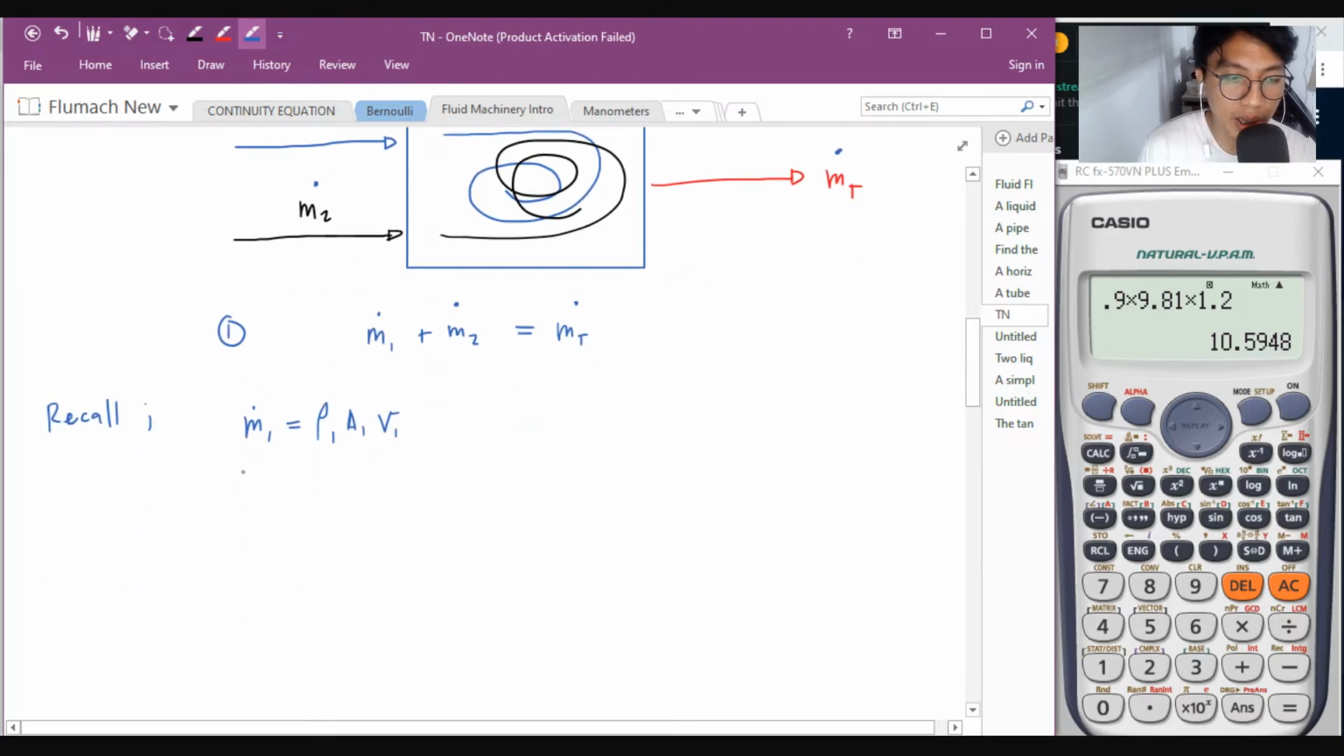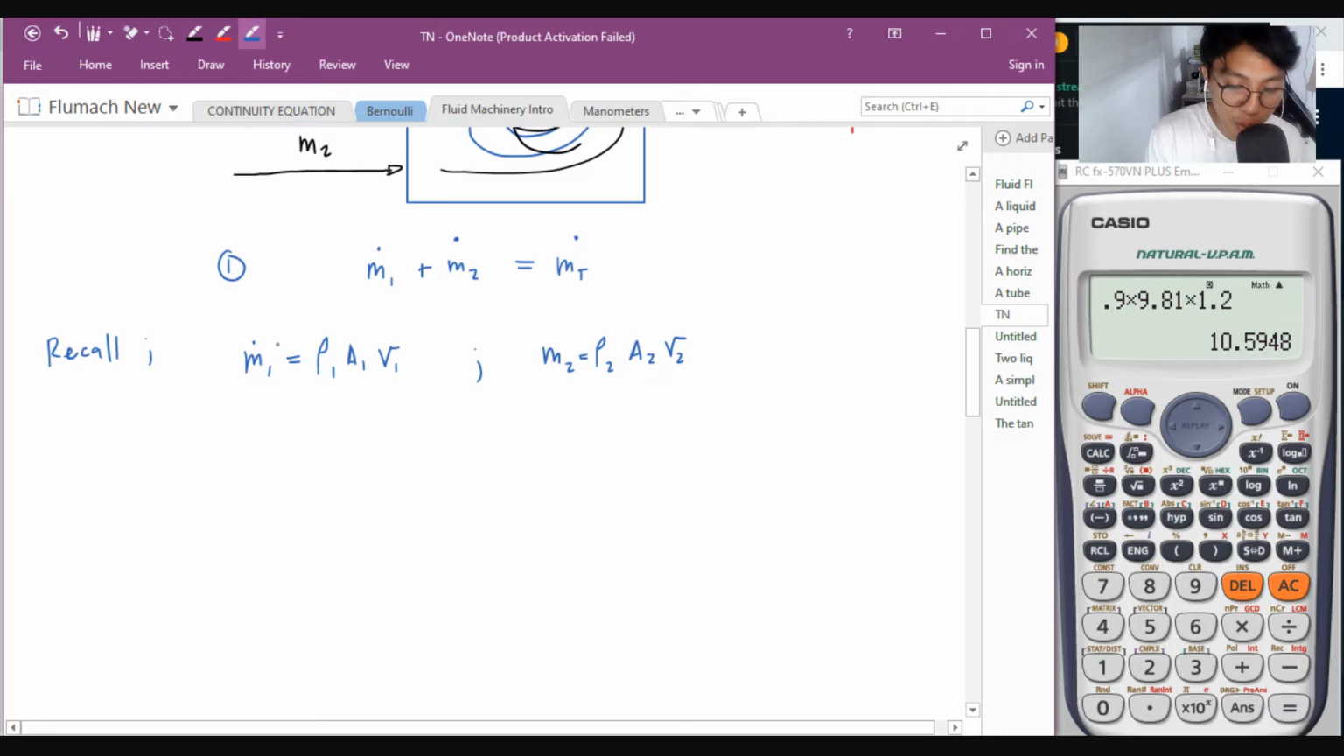Okay. And M2 simply is density 2, area 2, and then velocity 2. Tandaan nyo yan. So, we put it in here, okay? We put it in here. Yan. So, yung equation 1 mo is M1 plus M2 equal to MT. So, dito yan ha. So, density 1, area 1, velocity 1 is added to density 2, area 2, velocity 2. And it will yield a total mass of MT.